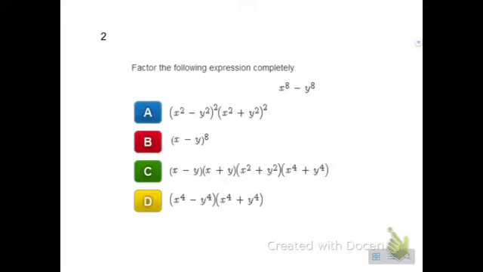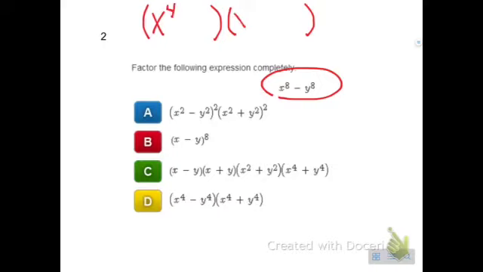Factor the following expression completely. Alright, so we want to factor this, x to the 8th power minus y to the 8th power. And in order to do that, we're going to say 2 sets of parentheses, x to the 4th times x to the 4th is x to the 8th. And y to the 4th times y to the 4th is y to the 8th.